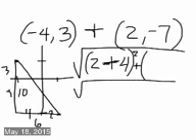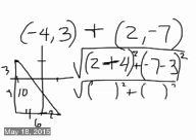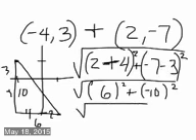Then, as far as the y's go, what's the second y? -7 minus the first y, which is 3. And when I subtract those, whatever it happens to be, what is 2 plus 4? 6. And what's -7 minus 3? -10.